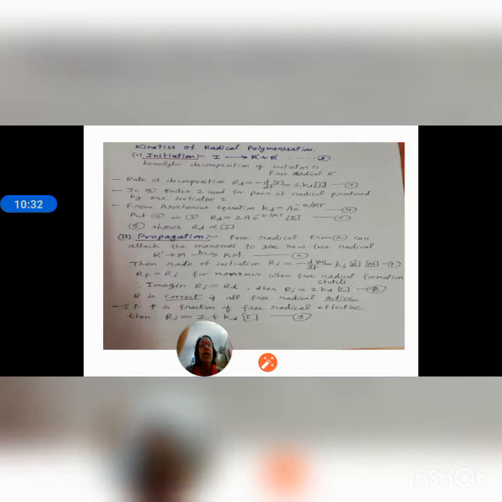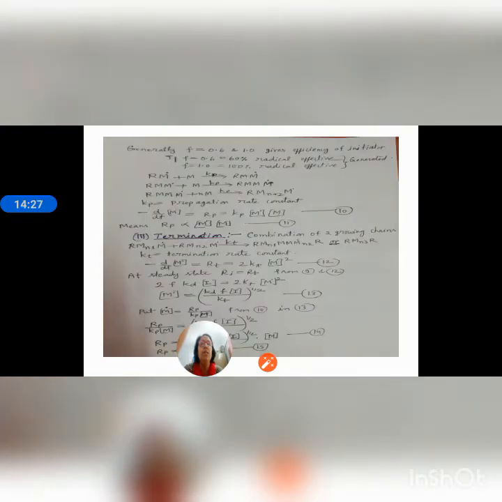Then the rate of initiation can be written as Ri equals minus d by dt monomer concentration equals Ki into R concentration into M concentration, equation 7. We see that the rate of formation equals the rate of initiation for monomer when the free radical concentration equals 2 kT M square concentration.